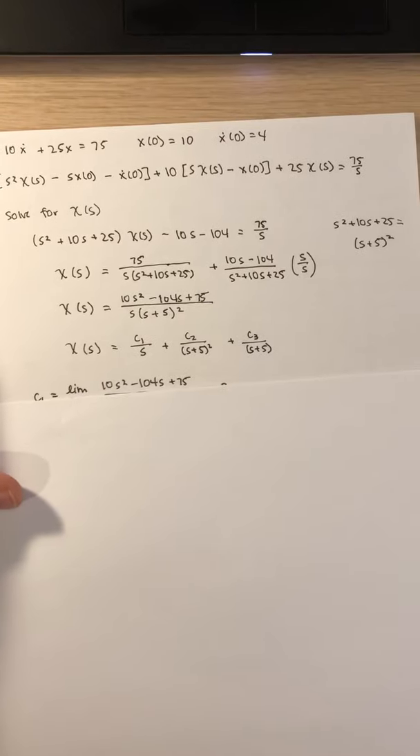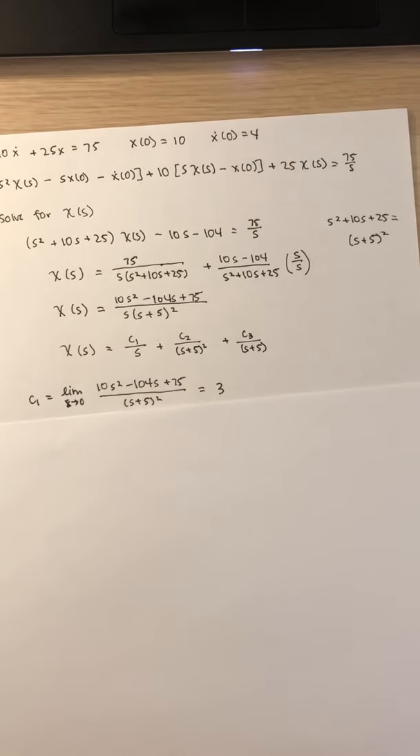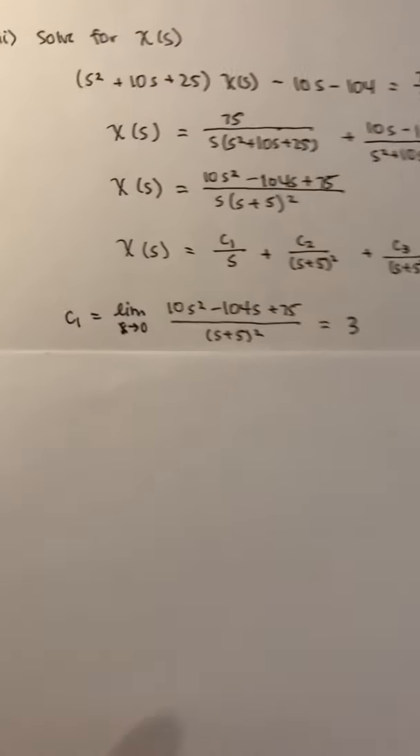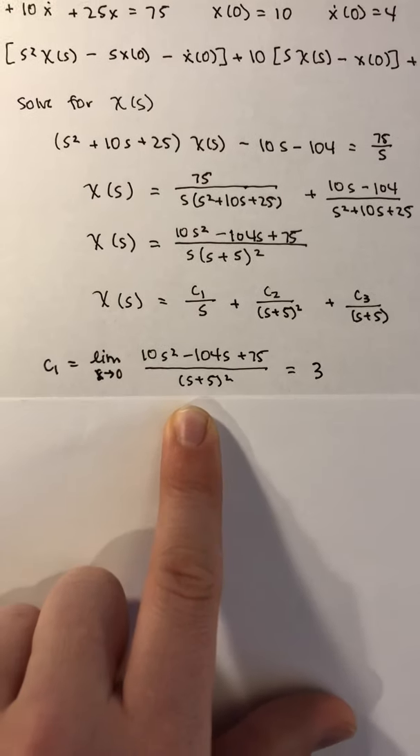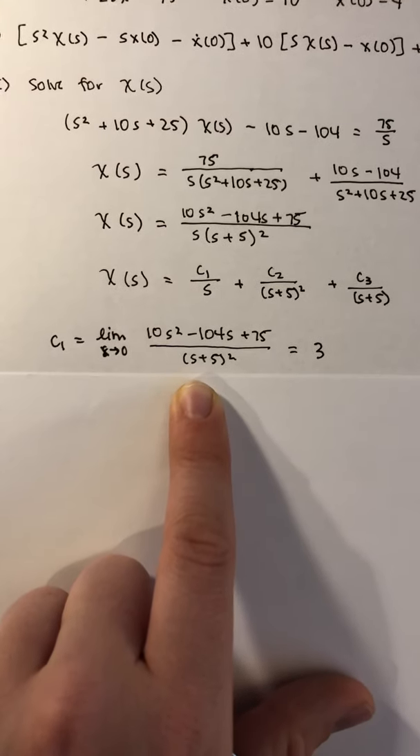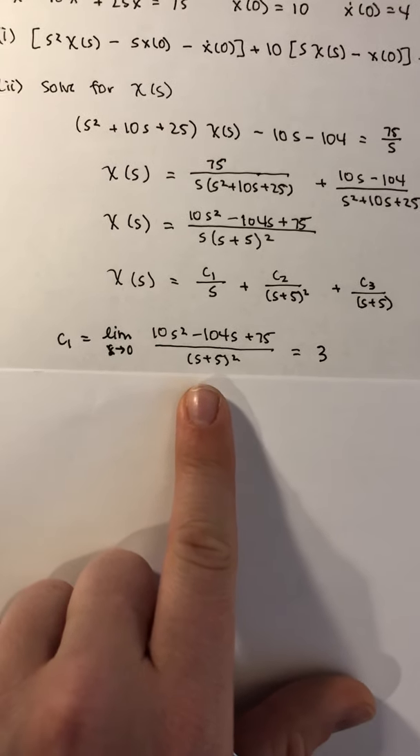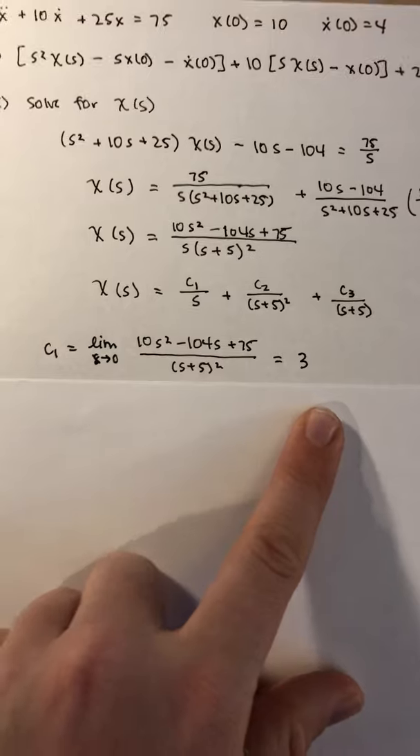Taking the limit to solve for each c, c1 is easy. You will get c1 is the limit as s goes to 0 of 10s squared minus 104s plus 75 over s plus 5 quantity squared. You will get c1 equals 3.